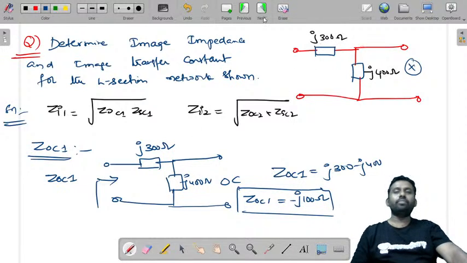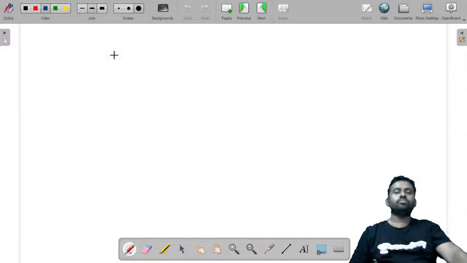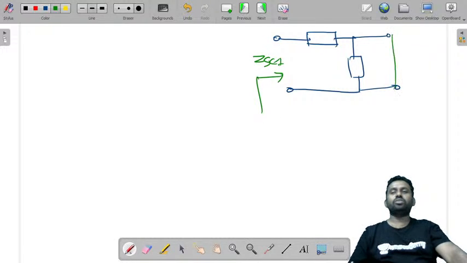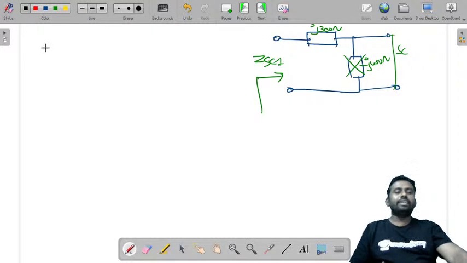Similarly, let's find ZSC1. I have an impedance here, another impedance here. To find this, you need to short circuit the second port. This is J300 ohms, this is minus J400 ohms. When you short circuit, this will not come into picture, it is neglected. So ZSC1 is J300 ohms.